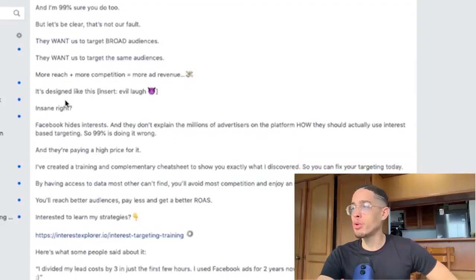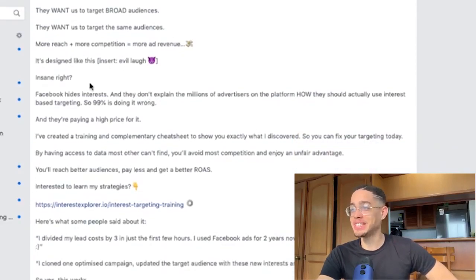And guys, this isn't even the genius part. The whole campaign is just amazing, right? More reach plus more competition equals more revenue. It said it's designed like this. Insert evil laugh. Insane, right? Facebook hides interest. So he's basically making them the enemy. So what's the solution? How do we fight them together? By buying their product, right?